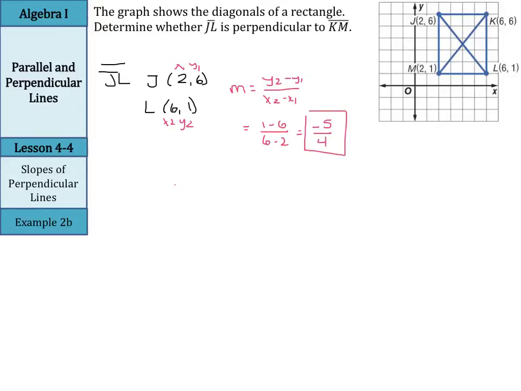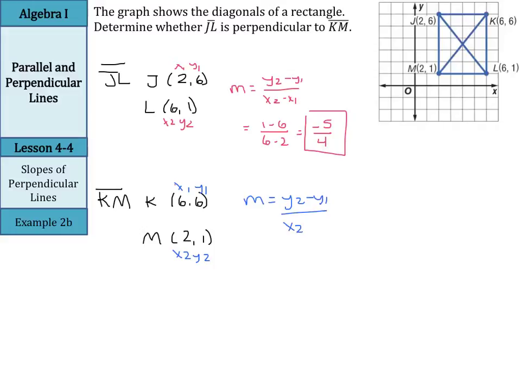What about KM? Well, our K is 6, 6. Our M is 2, 1. And again, label these points x1, y1, x2, y2, so we can set up our slope formula, y2 minus y1 over x2 minus x1. y2 is 1 minus 6 over 2 minus 6. And that simplifies into negative 5 over negative 4, which is a positive 5/4.